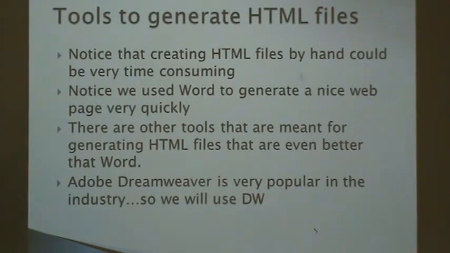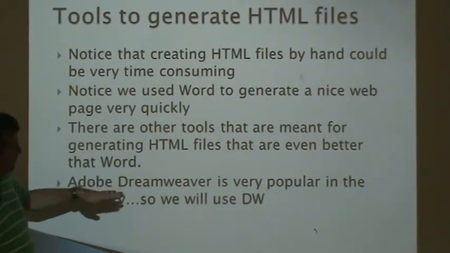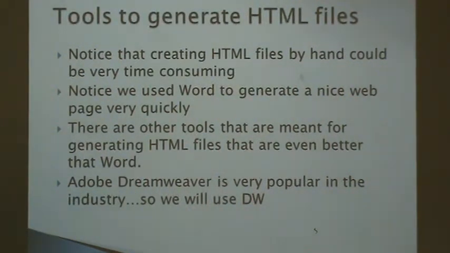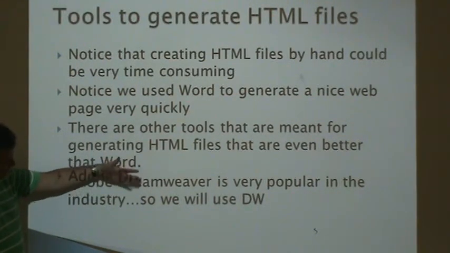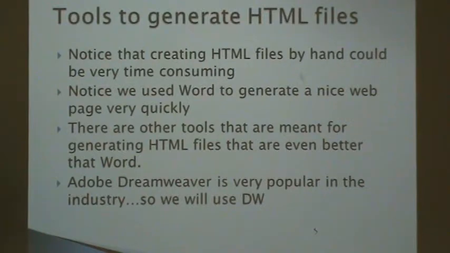There are other tools besides Word that we can use to generate HTML. Adobe is a company that makes Photoshop, and they also make a tool called Dreamweaver. It's very popular now in the industry. For a while, Microsoft had a tool called FrontPage. There's actually a big post on the lab downstairs, Microsoft FrontPage 2006 or something like that. But the industry kind of got, like Betamax and VHS, Adobe kind of won the battle. Most website designing companies use Dreamweaver.